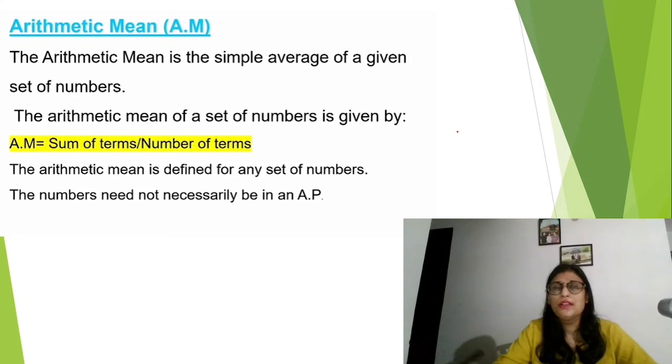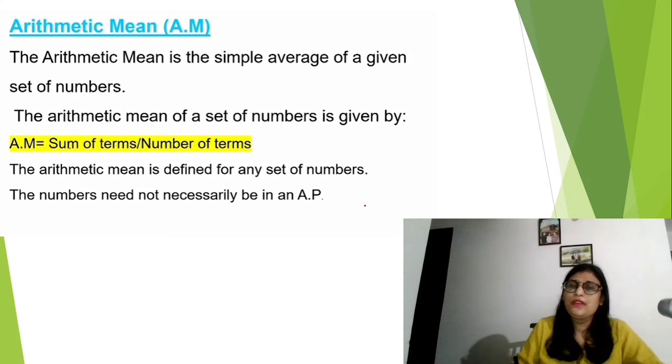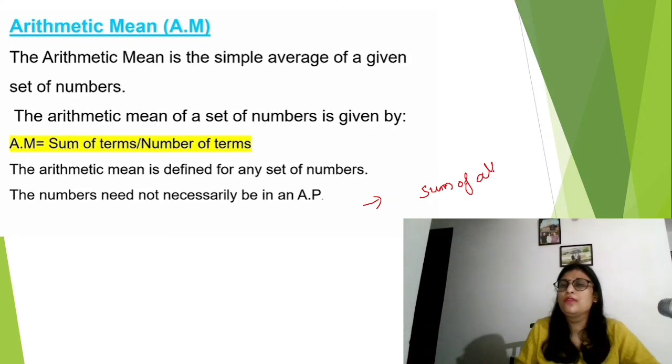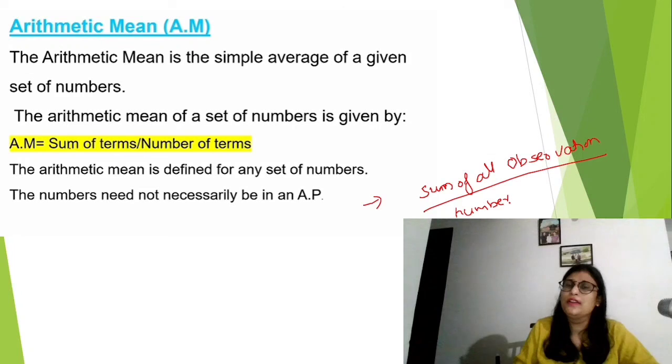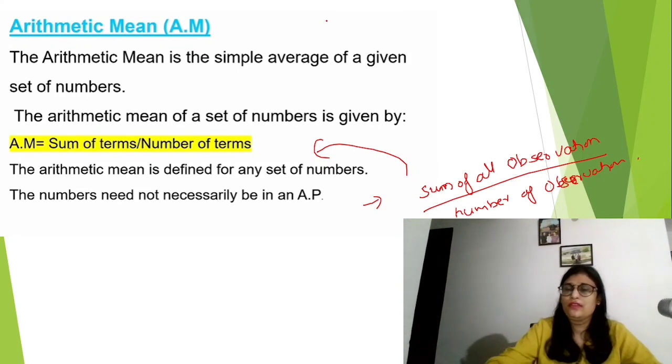In statistics, we have learned the mean, right? In that chapter, we discussed the sum of all observations for any set of data divided by the number of observations. The same formula we can apply here also. Sum of terms, then divide by the number of terms. So this formula is for the arithmetic mean of any arithmetic progression.